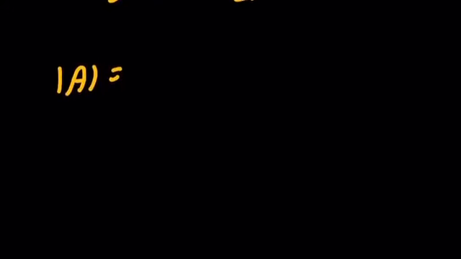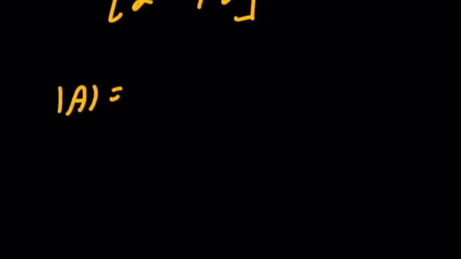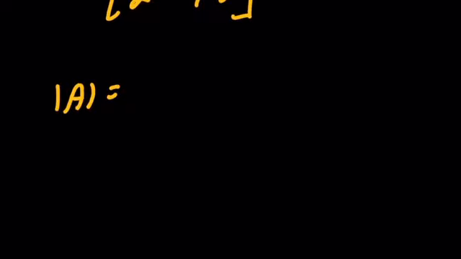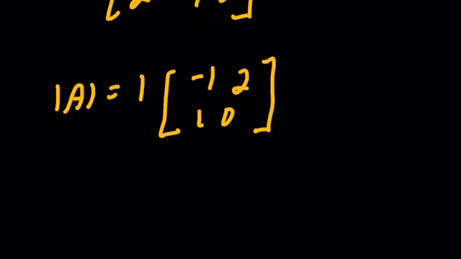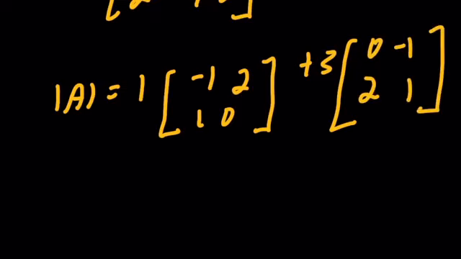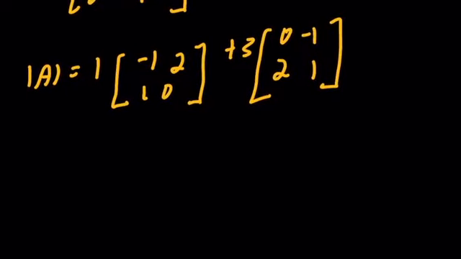But in this video, I plan on expanding by rows, and more specifically, the first row. So we end up getting 1 times the 2 by 2 matrix of -1, 2, 1, 0. And then anything times 0 is 0. So we're only concerned with 3 times the 2 by 2 matrix, which is 0, -1, 2, 1. If we can work out the math, that ends up giving us the determinant of 4.